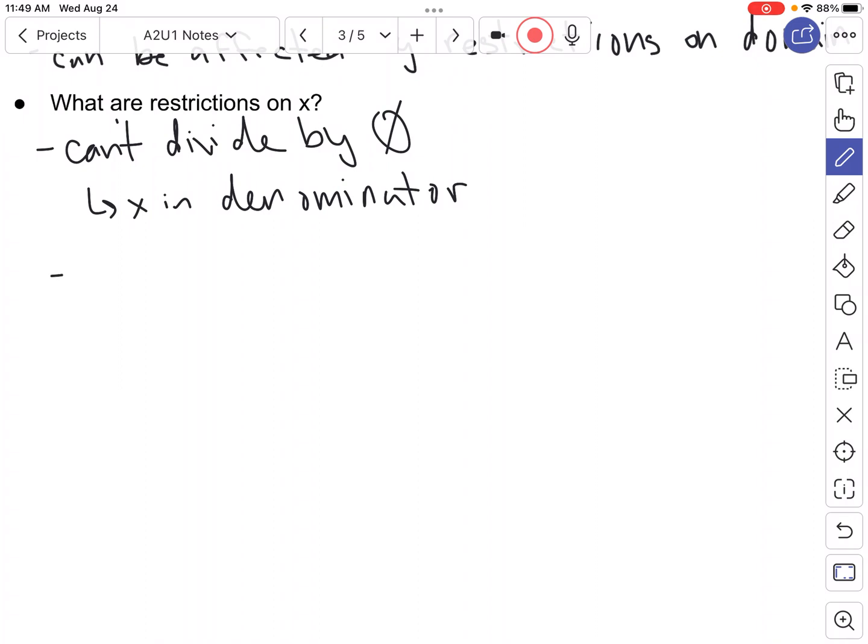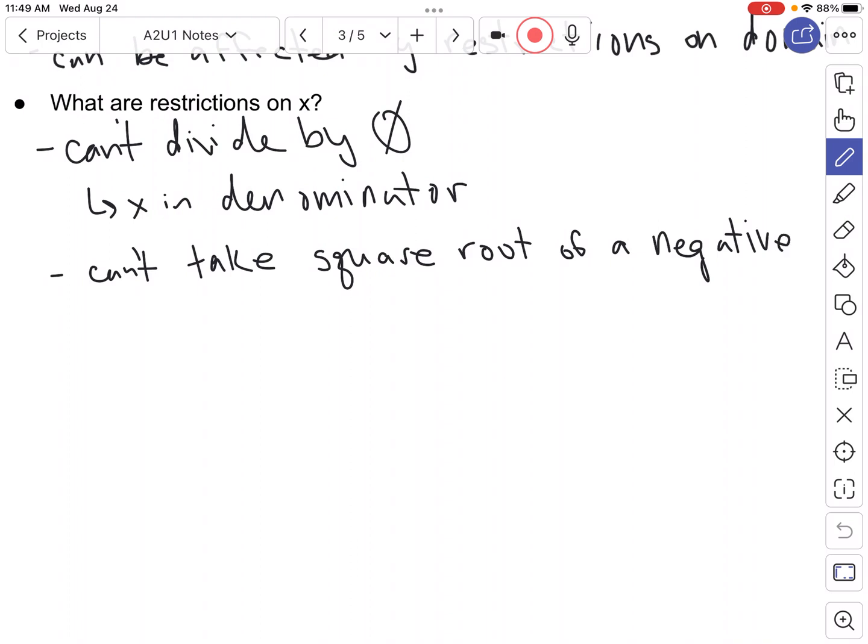Second, you can't take the square root of a negative. So again, if x is under a square root, then there's probably going to be some restrictions there.